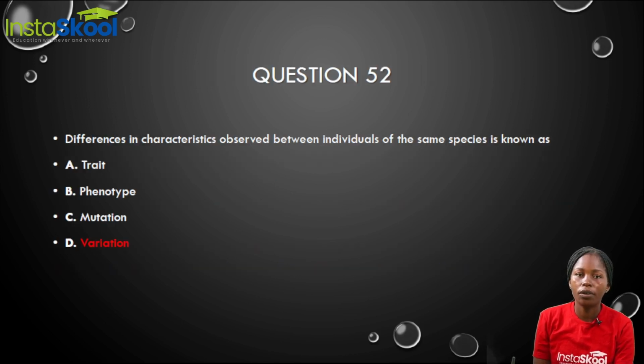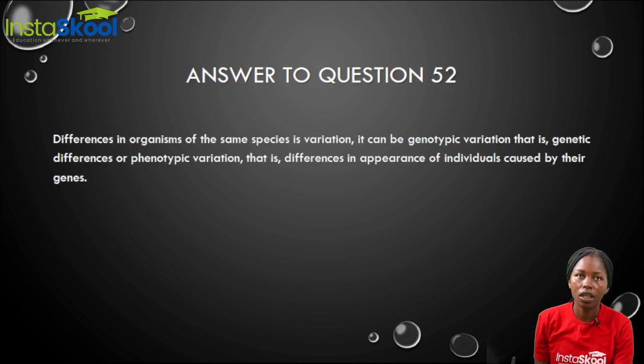Moving on to our question 52. Differences in characteristics observed between individuals of the same species is known as dash. Differences in the organisms of the same species is known as variation. It can either be genotypic variation or phenotypic variation.